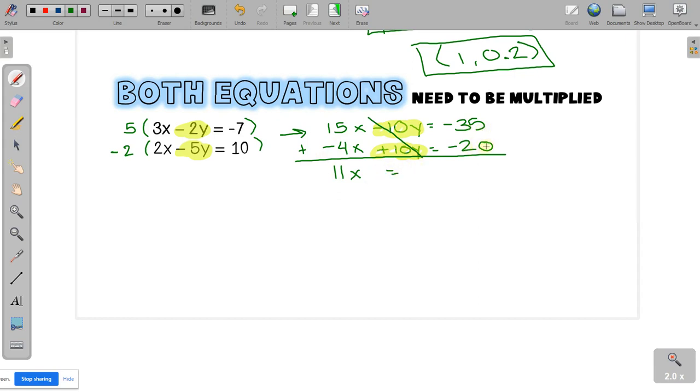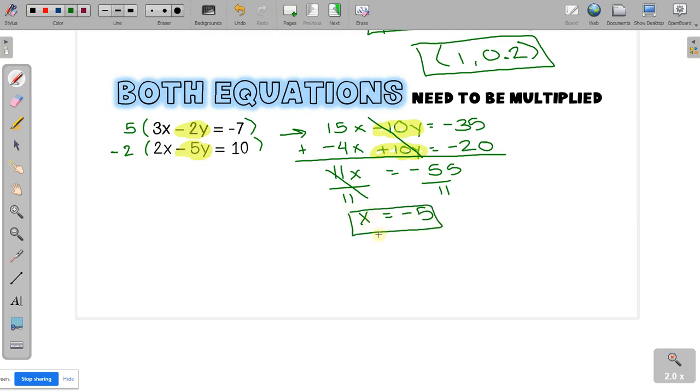-35 minus 20 is -55. We get x by itself, so we're going to divide both sides by 11. The x cancels out, the 11s cancel out, and we get x equals -55 divided by 11, which is -5.